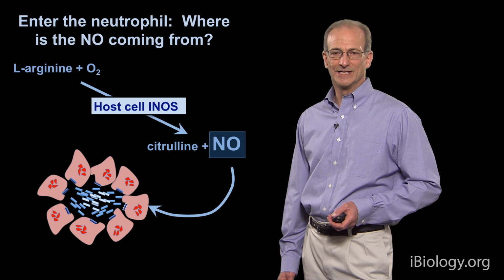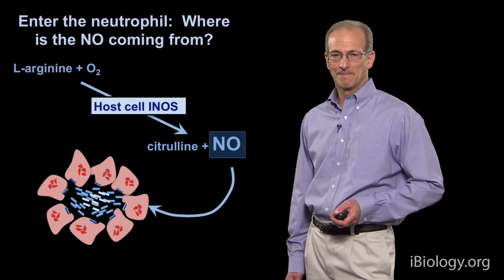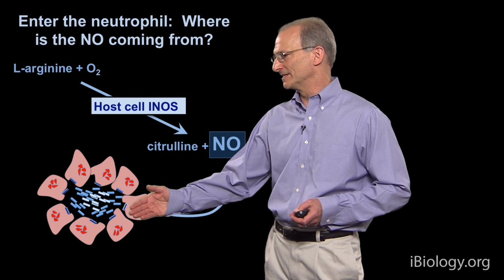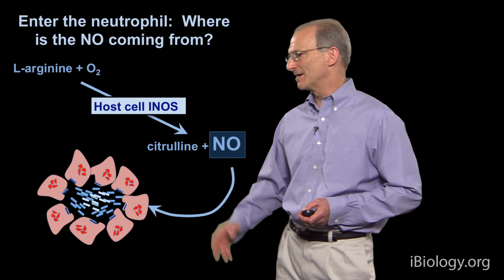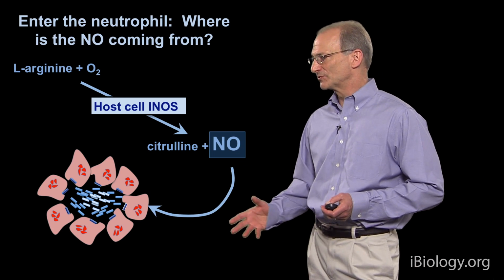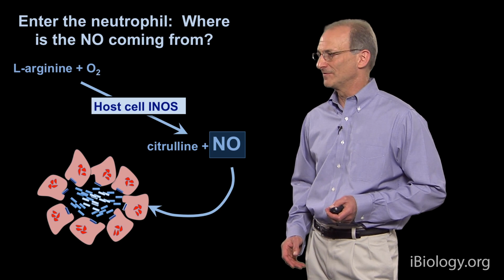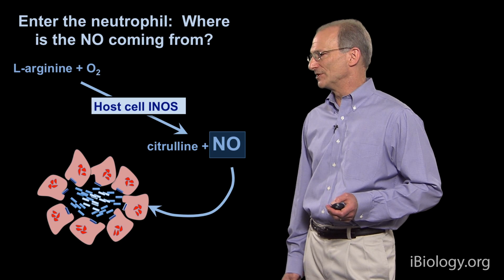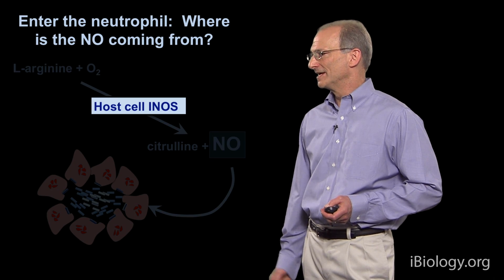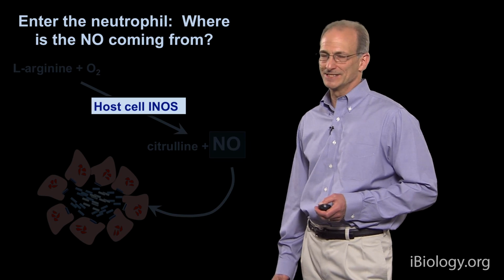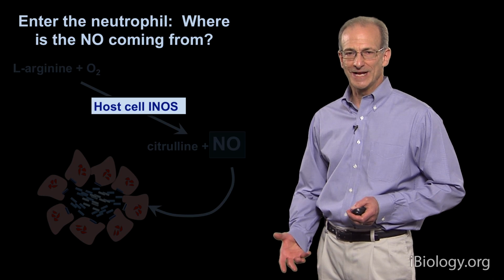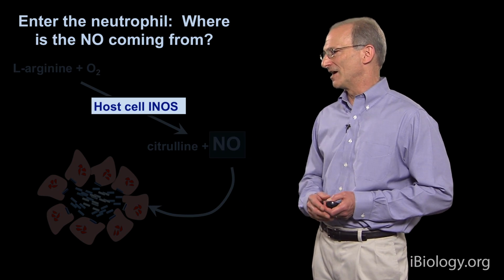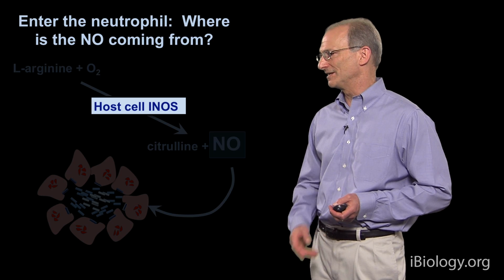So now the question is, where is the nitric oxide coming from? It could be coming directly from the host cells which the organism is interacting with, or it could be coming from somewhere else. The most straightforward way to find out where the NO is coming from is to study inducible nitric oxide synthase, the protein which makes nitric oxide. We can determine where the nitric oxide is coming from by simply probing with antibody directed against inducible nitric oxide synthase and identifying cells which are expressing this protein in tissues.